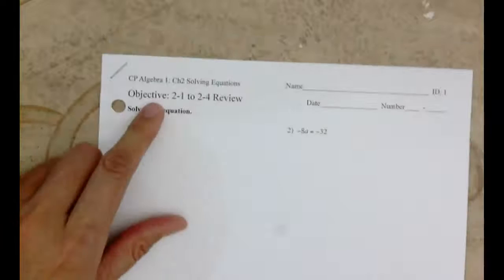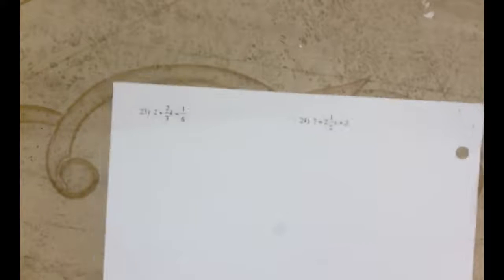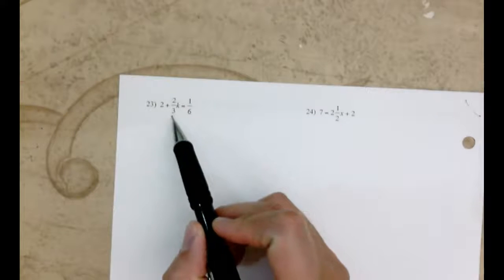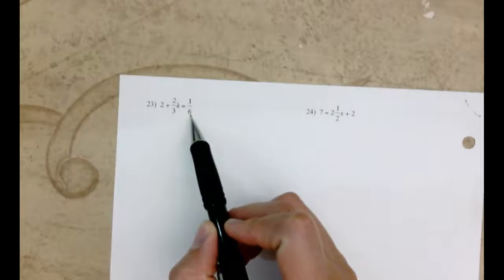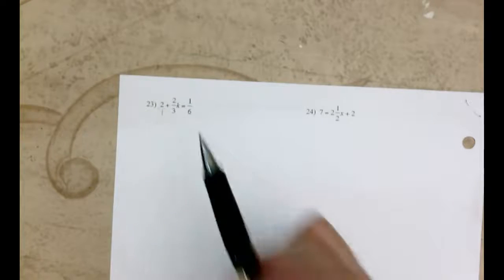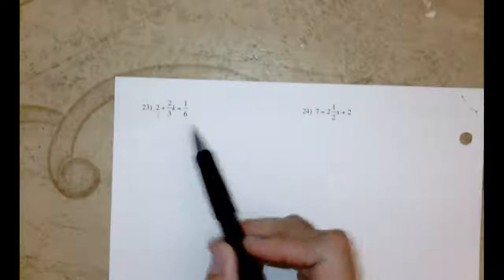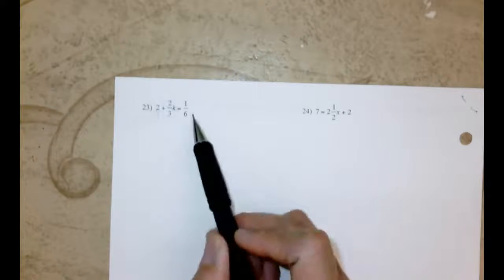So I'm going to do these 4 problems. This is the back page of this review packet, the 2.1 to 2.4, the packet that we used on day 1 of the review day, okay. All right, so we multiply everything by the common denominator. So there's 1 here, right? It's 2 over 1, and so 1 and 3 and 6, the common denominator would be 6. So you multiply everything by 6.